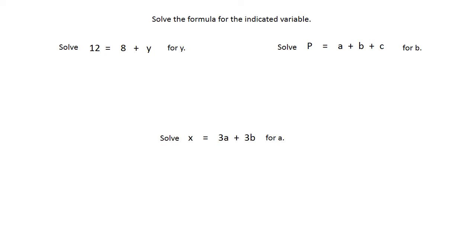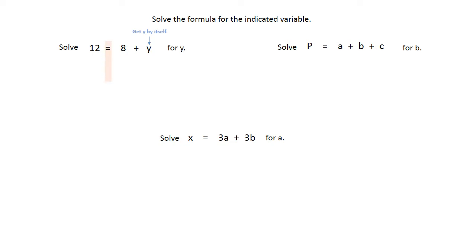Hey guys, in these examples we are going to look at working with some very basic formulas. You will use the same algebra that you use when you solve equations. So we're going to start with an equation just to kind of bring you up to speed. The 12 equals 8 plus y, we would like to solve that for y, which means we want y by itself. And in this example you would zero in on the equal sign.